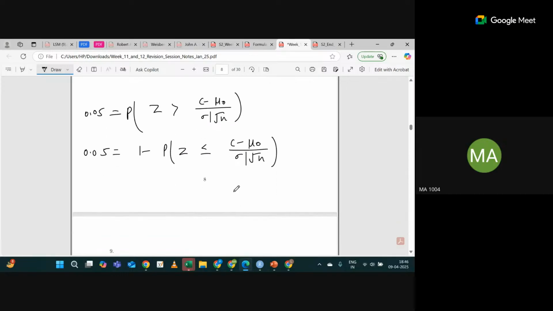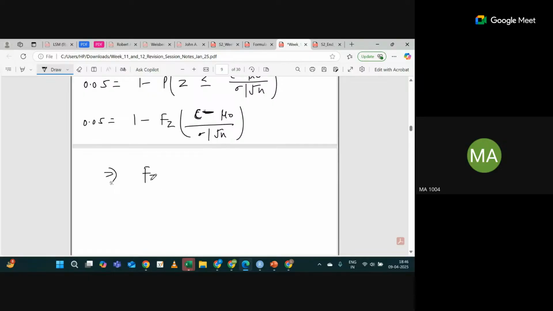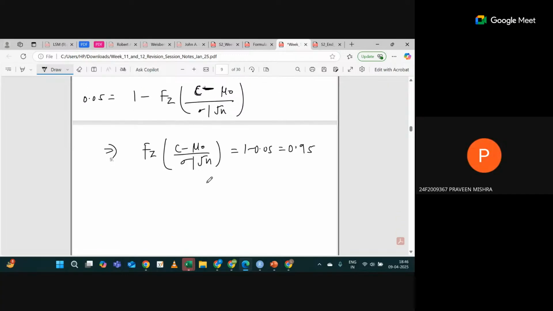Would you agree with me? So this will be 0.05 equal to 1 minus F_Z of c minus mu naught divided by sigma by root n. From here, what else can I say? F_Z of c minus mu naught divided by sigma by root n will be 1 minus 0.05, that is nothing but 0.95. So from here, c minus mu naught divided by sigma by root n equals F_Z inverse of 0.95. Yes or no?